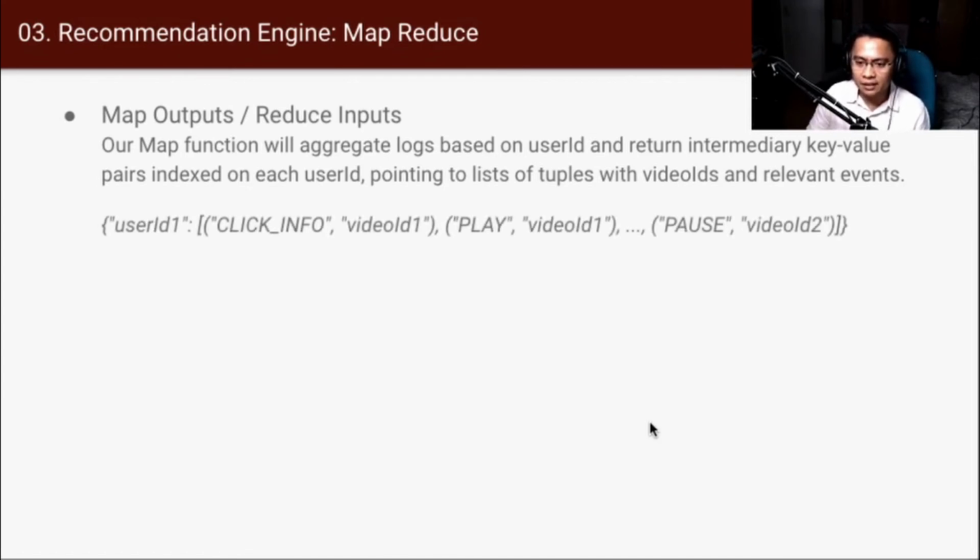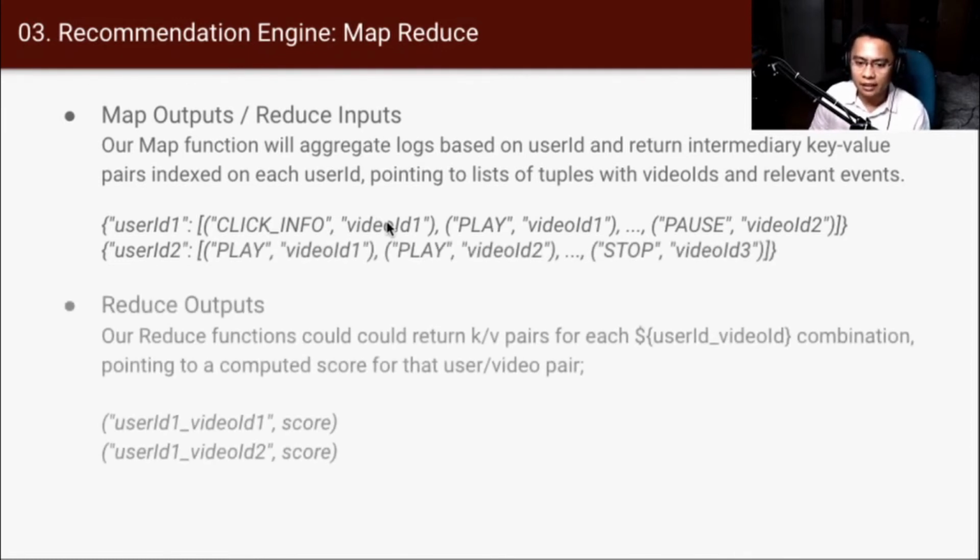We're just gonna transform the previous user activity schema into something like this: user ID, and then we're gonna aggregate activity, something like this, and then we're gonna put a video ID. It's much simpler and much more readable.